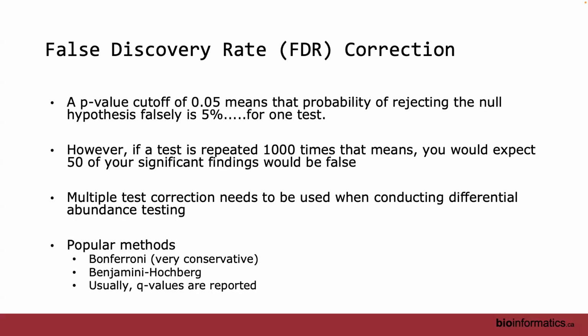Bonferroni is very conservative, meaning that you lose statistical power, and it's very robust. It's literally just multiplying your p-value by the number of tests you do. Usually, most people would apply something like a Benjamini-Hochberg, which is a bit more elegant, and you keep some of that statistical power, and then you'll often report Q values.